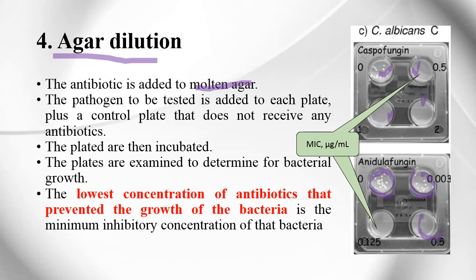So the MIC is the lowest concentration of antibiotic that prevented the growth of bacteria. In this case you can see some colonies, right? And here are some colonies, and no colonies, and no colonies. So therefore the lowest concentration of antibiotic that prevented the growth of bacteria will become the MIC.